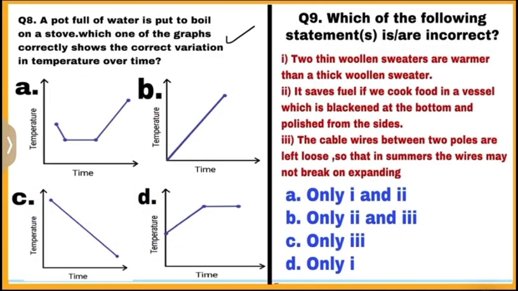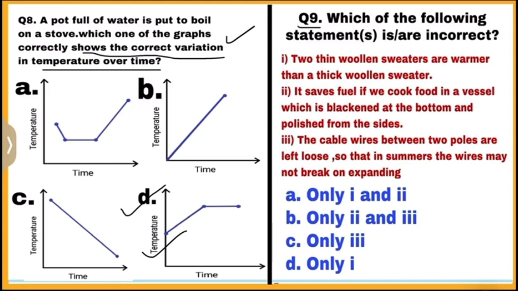Question number 8. A pot full of water is put to boil on a stove. Which one of the graphs correctly shows the variation in temperature over time? This question is on exactly the same pattern as question number 2 and 3 which we have already discussed. So here the correct answer is option D. We will get the graph like this.